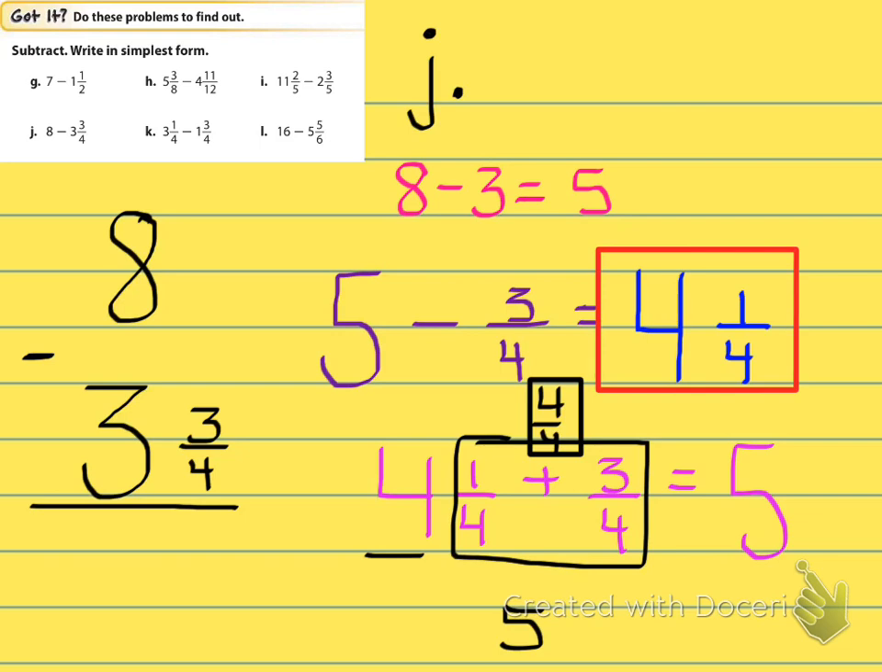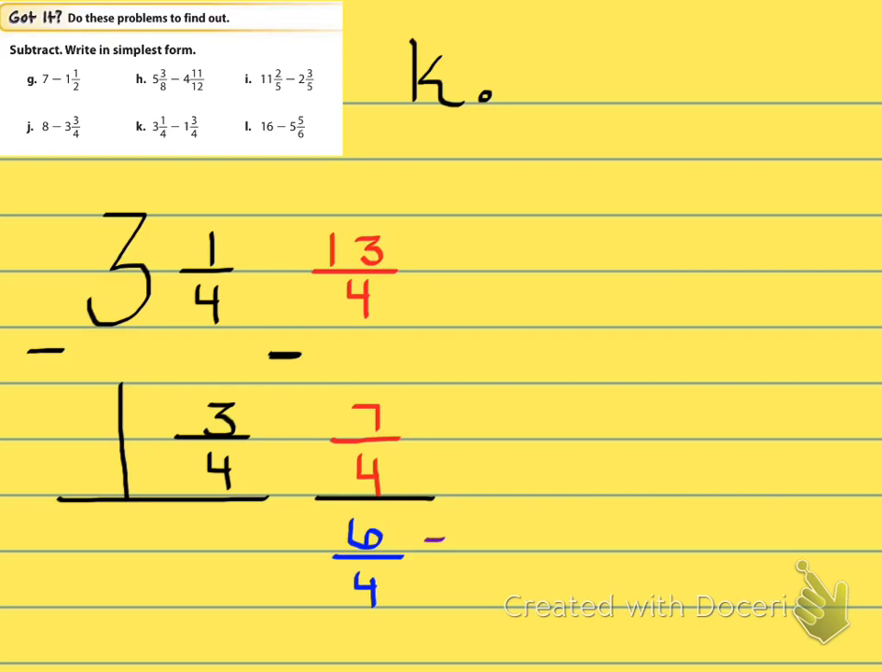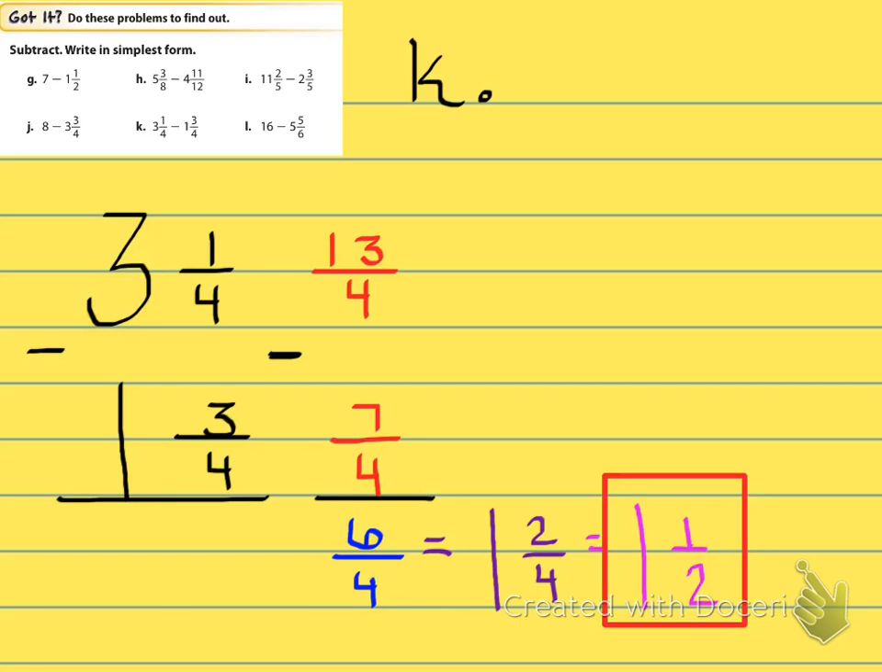Okay, looking at the next problem now, we have 3 and 1/4 minus 1 and 3/4. So again, this is a problem where we're going to need to convert that into improper fractions. And then we get our final answer of 1 and 1/2 as shown here.